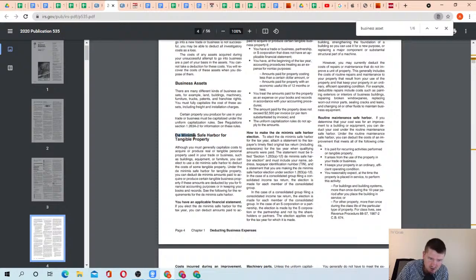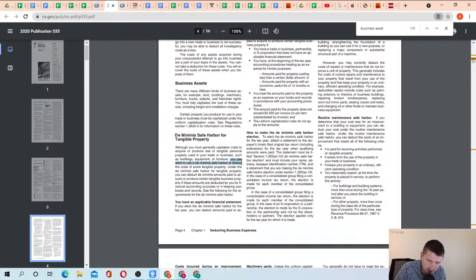We have a de minimis safe harbor for tangible property, which says that although you must generally capitalize costs to acquire or produce real or tangible personal property used in your trade or business. I know I am kind of bombarding you with the definitions here, like what is real property? Real property is like land and something that is attached to that land, like non-movable property. And tangible personal property is movable property, like vehicles, equipment, and other stuff. And you have it here: buildings, equipment, furniture.